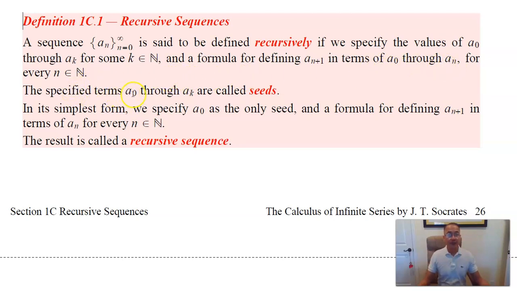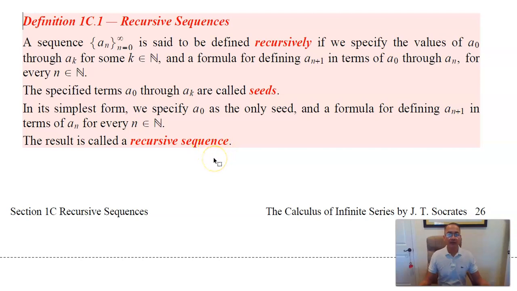The specified terms a sub 0 through a sub k that we mentioned in the first sentence are called the seeds of our recursive sequence. In its simplest form, we specify a sub 0 as the only seed and a formula for defining a sub n plus 1 in terms of a sub n for every natural number n. And the result is called a recursive sequence.